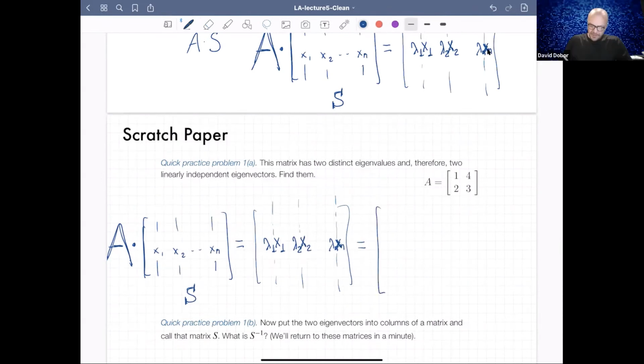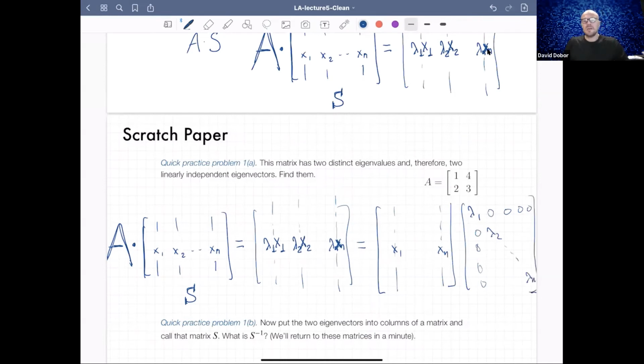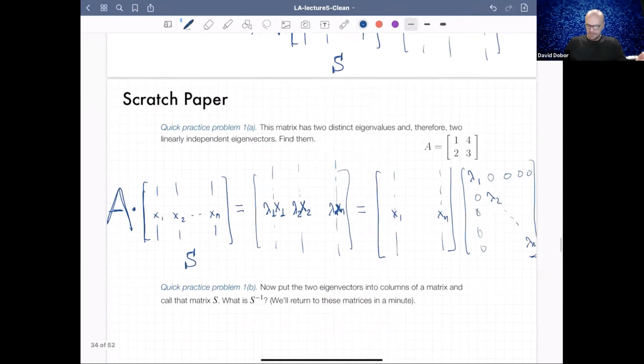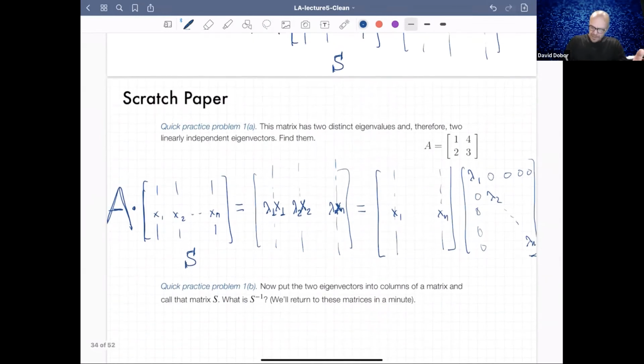Am I correct if I said that this is x1, ..., xn, multiplied by lambda 1? Do people see? And a bunch of zeros here. There's actually a bunch of zeros here. Lambda 2, bunch of zeros everywhere. Lambda n. Do people see that just multiplication-wise, matrix multiplication-wise, this is the same? Do people see this? Again, this is the matrix S here.